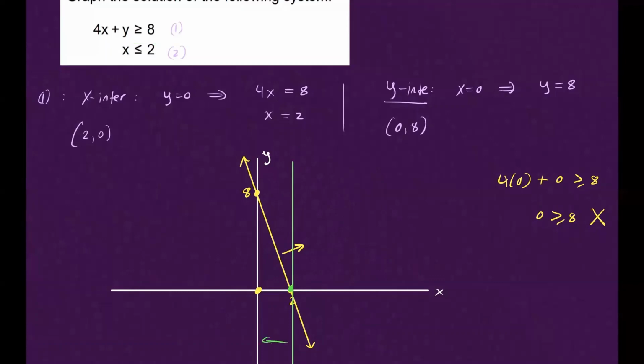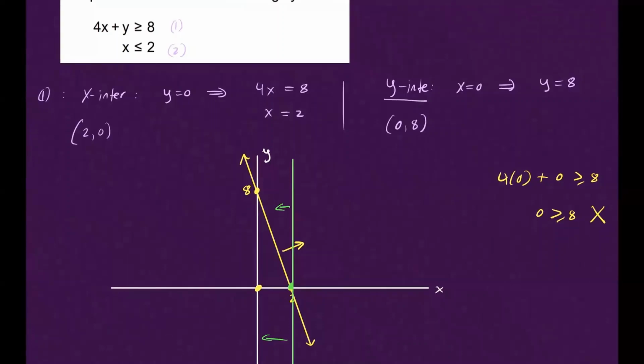If you shade the two regions, you'll see that the region that will satisfy both of these inequalities is this right here. So that is what we're going to call the solution region. Everything else doesn't satisfy, so we don't want to shade this way because that is not satisfied by the yellow inequality. And also we don't want to shade greater than 2 because that's not satisfied by the green one. So therefore our solution region is that. So this is what we call the solution region.